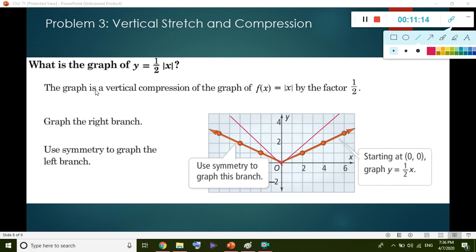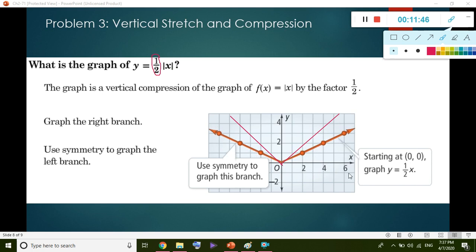The graph is a vertical compression of the parent graph by a factor of half. It's compression because the number multiplied by f of x is between 0 and 1. So we're just going to make a table, assume some points, and find the answers for them. Graph the right branch, then use symmetry. The right branch is always symmetric to the left branch.